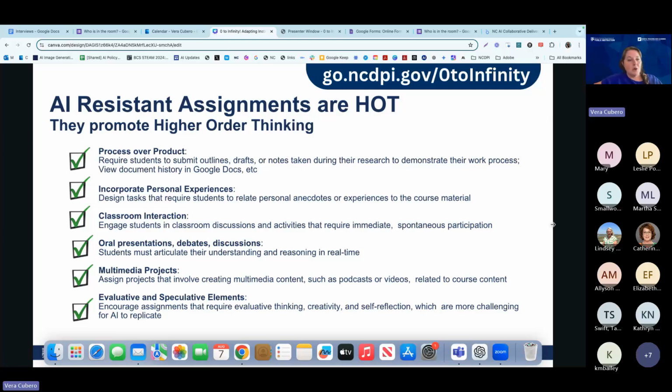But another way is just to incorporate personal experiences into the assignment. And that is, of course, much easier in the humanities classes, a little more difficult in math. Everything is a little different with mathematics, but in the humanities, this is actually generally fairly easy to do. Designing tasks that require students to relate personal anecdotes or experiences to the course material. So a scientific concept, for example, like photosynthesis, they could talk about how it affects their life personally on a daily basis. What are things in their life that are impacted by photosynthesis, or whatever other scientific concept you want to talk about.